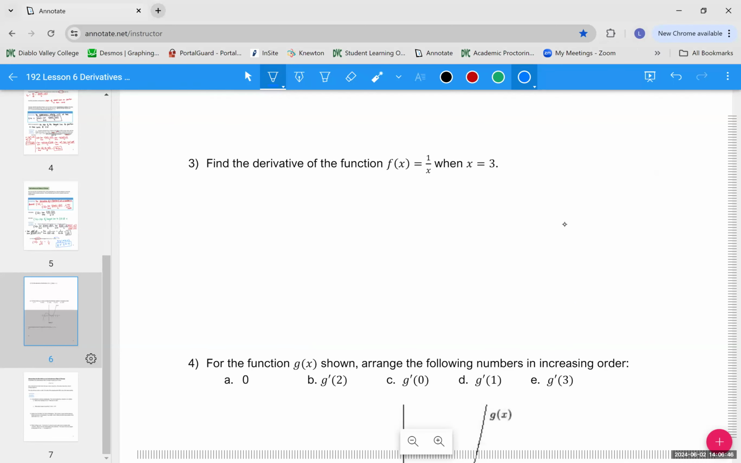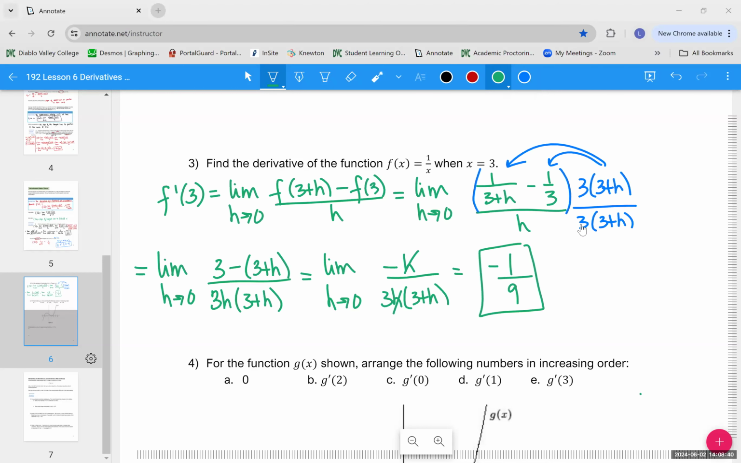All right, so here's one for you to try. Find the derivative of this function at that given value of x. Press pause and give it a go. All right, we ended up with another complex fraction, didn't we? So I started off with my general limit, plug in the 3 plus h, plug in the 3. Now I have a complex fraction.